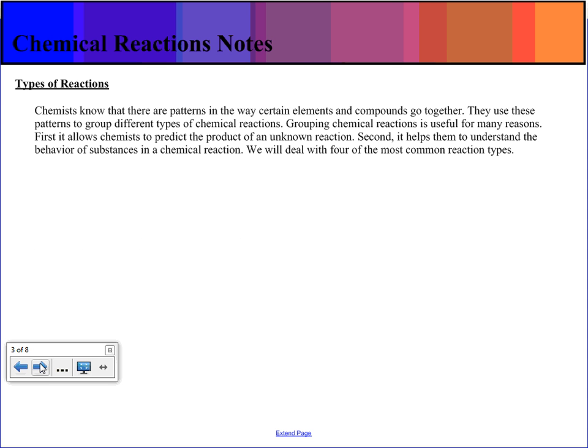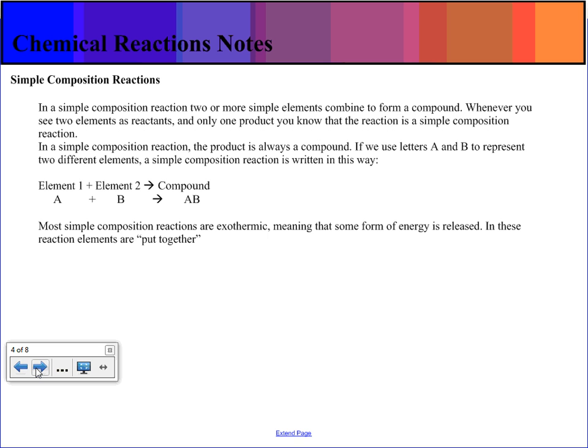Types of reactions. Chemists know that there are different patterns in the way certain elements and compounds go together. They use these patterns to group different types of chemical reactions. Grouping chemical reactions is useful for many purposes. First of all, it allows chemists to predict the product of an unknown reaction. Second, it allows them to understand the behavior of the substances in a chemical reaction. We will deal with 4 of the most common types of reactions.